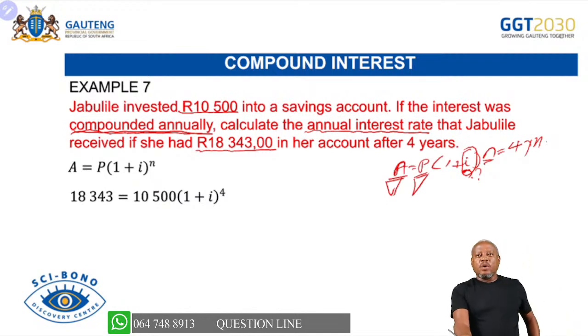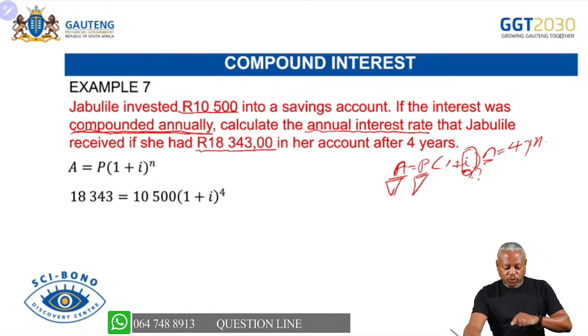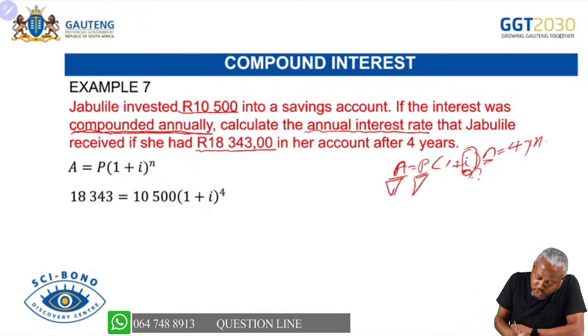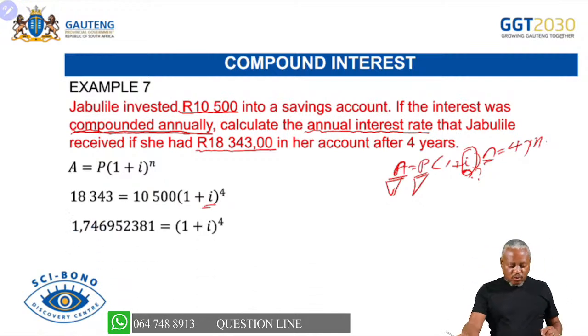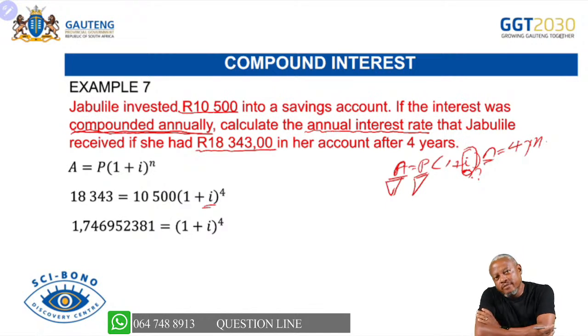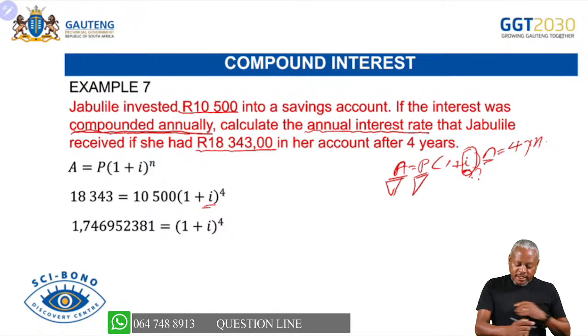What do we need to do now? We are looking for I. In mathematics, when we multiply, we divide. So we need to divide both sides by 10,500. We have divided both sides by 10,500. We divide 18,343 by 10,500, which is equivalent to 1.74695231.